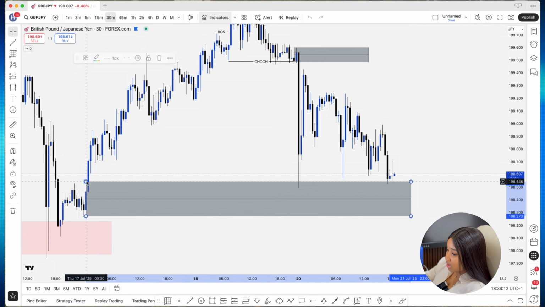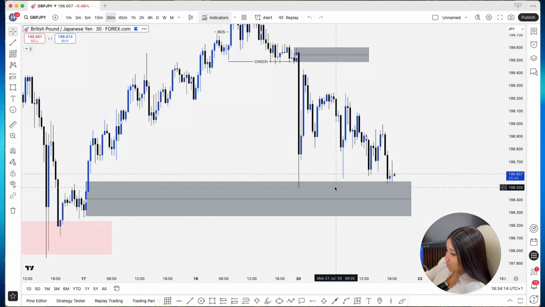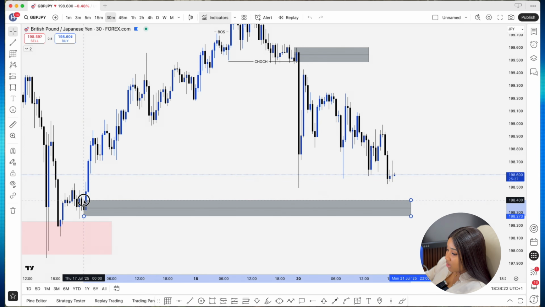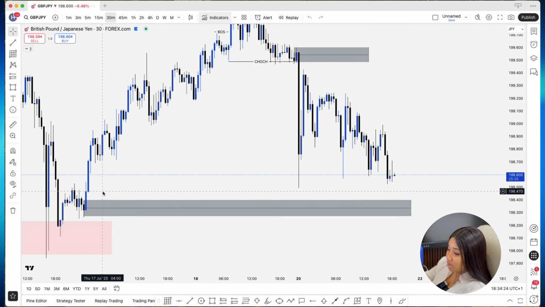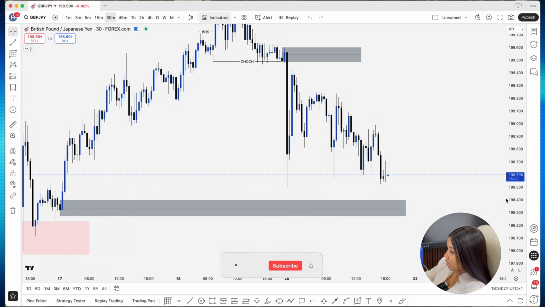You can see currently this is where price is reacting to this origin. Although if we want to refine this origin to a 30-minute origin, it will be this point. That simply means we should be expecting more drop on GBP/JPY.